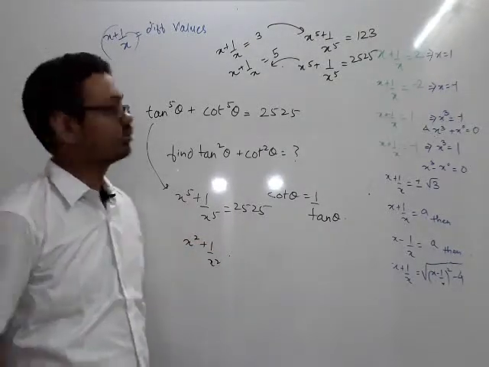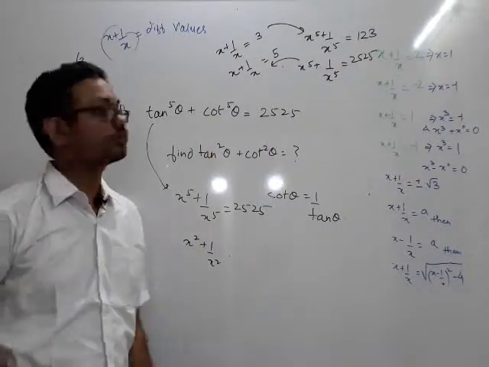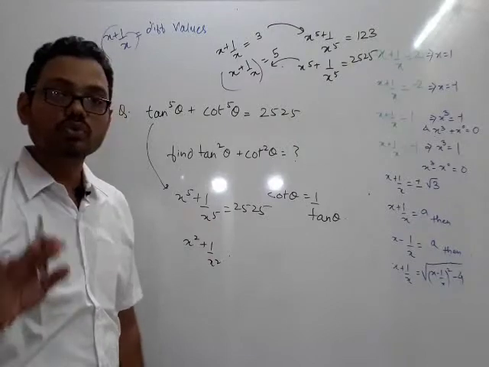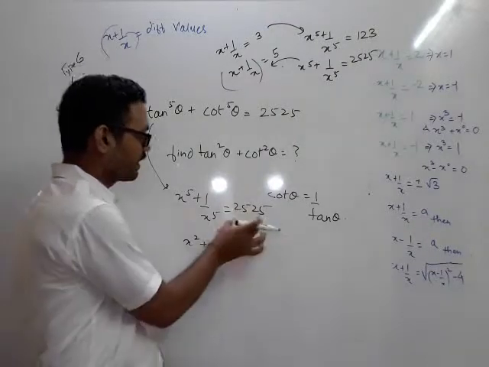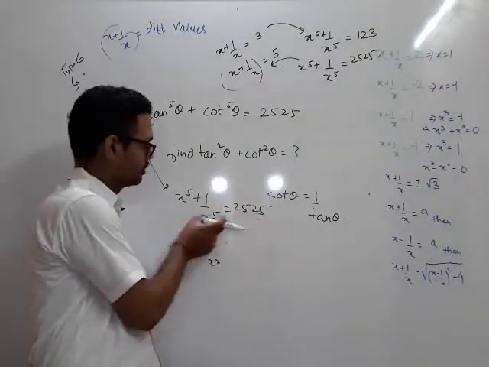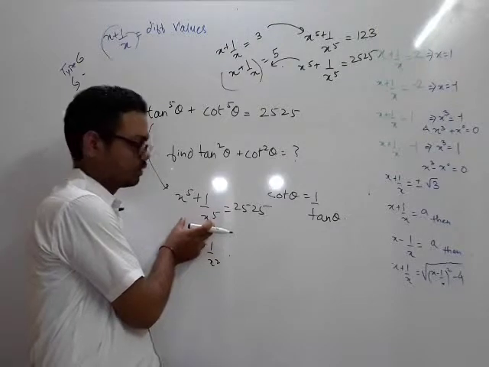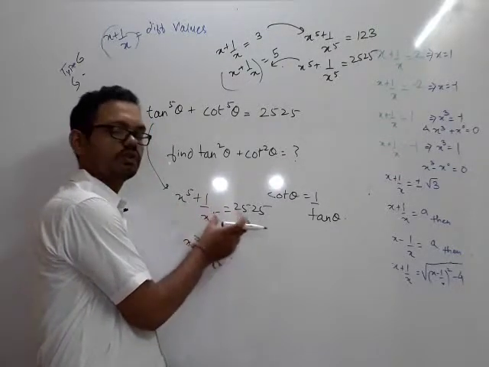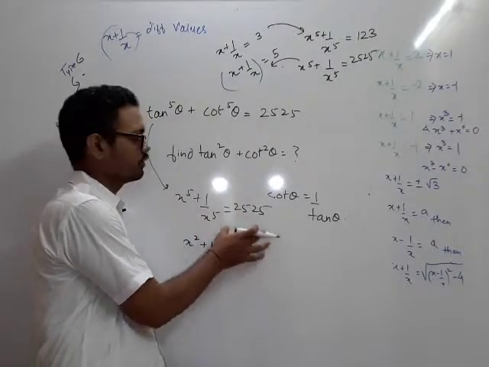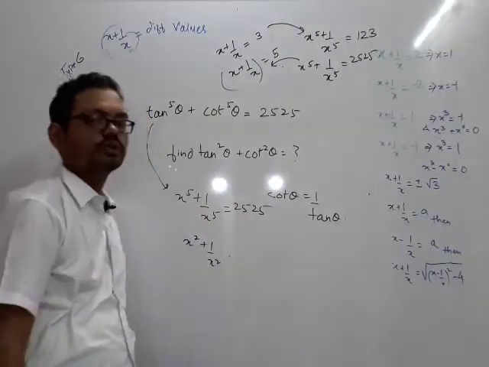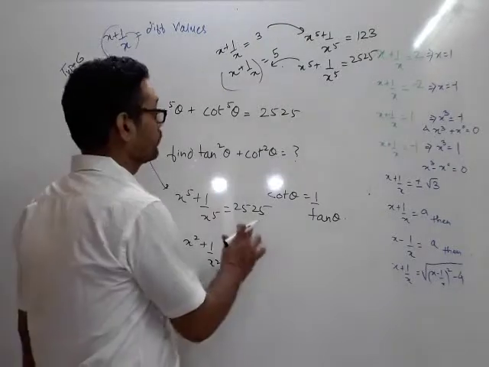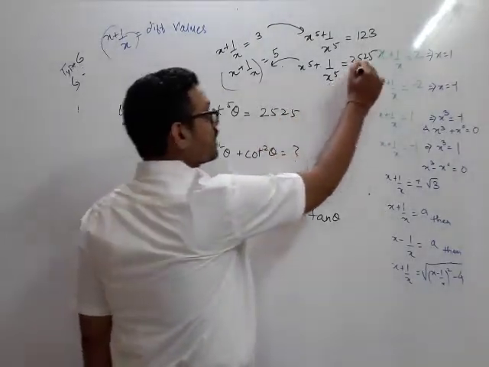Supposedly, if you don't know that 2525 comes when x plus 1 by x is 5, then there is no way that you can find or break this term. This is to the power 5. If you have to rationalize it or do whatever, it will take a very long time to come to a conclusion, and I'm sure you will not be able to solve it, and you will have to skip this question if you do not remember this value.